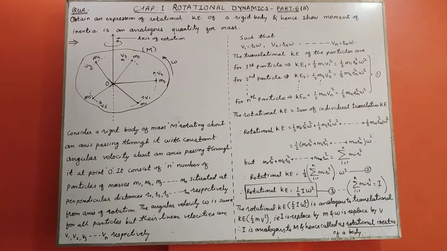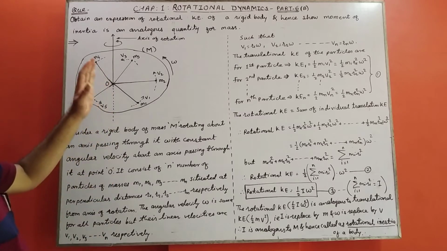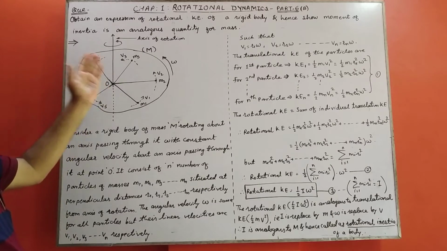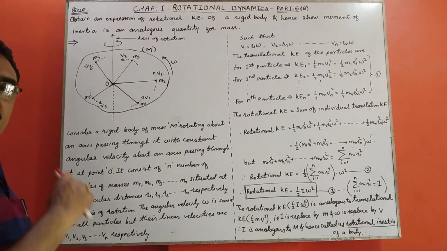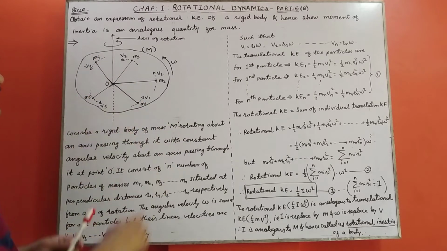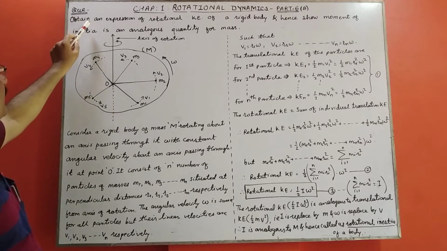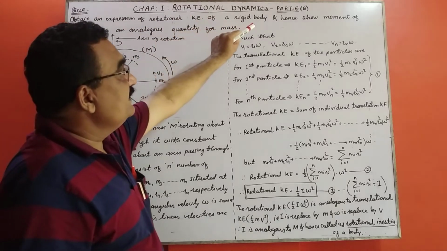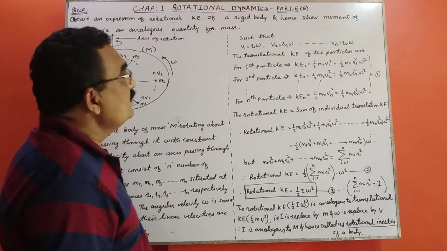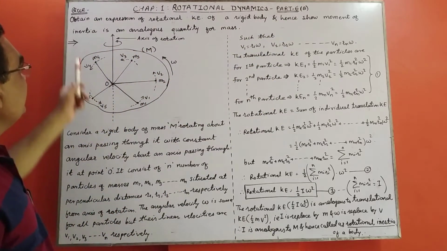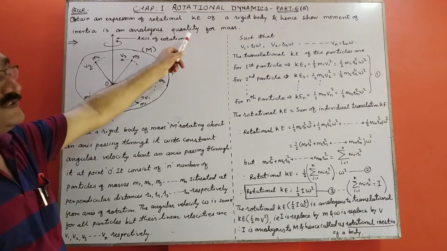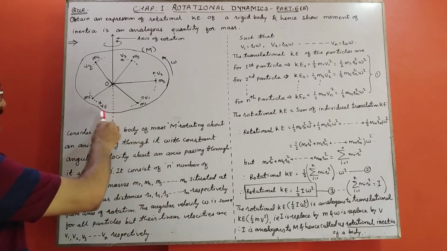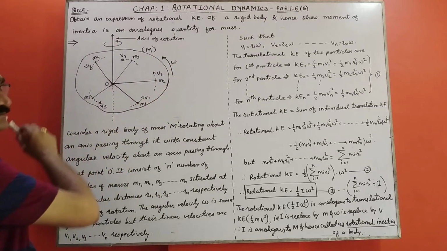Now see the next topic, rotational motion. Here we see the kinetic energy for rotational motion. So for that we write this question: Obtain an expression of rotational kinetic energy of a rigid body and hence show moment of inertia is an analogous quantity for mass. Now in this case, here we consider this rigid body.